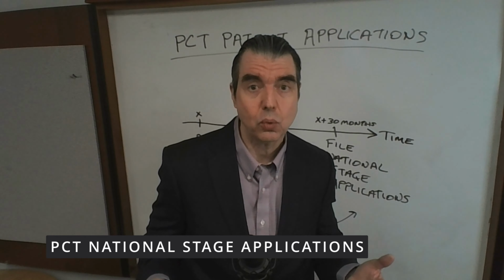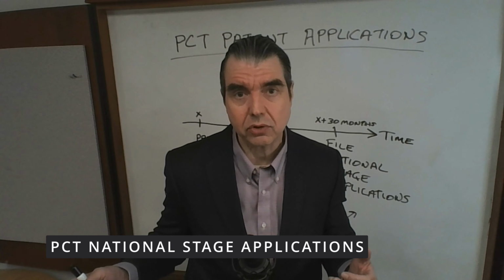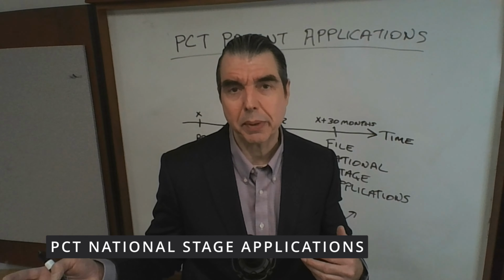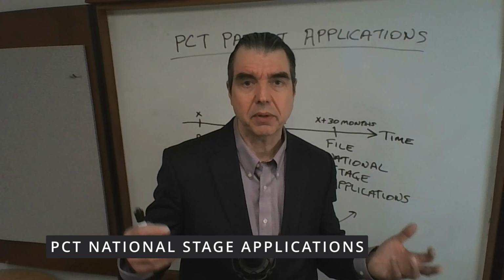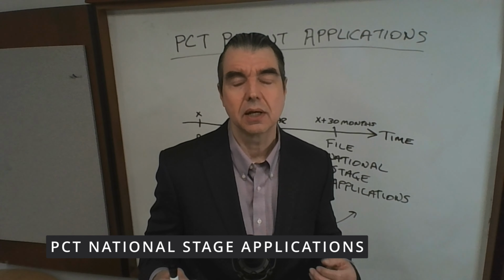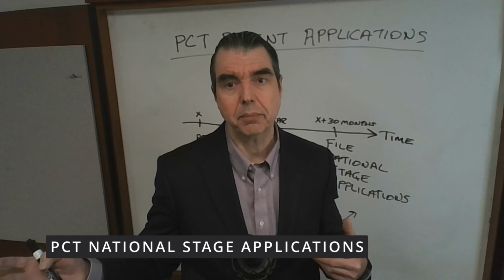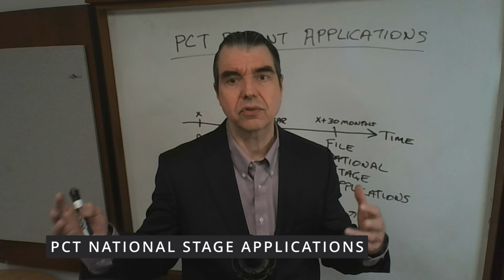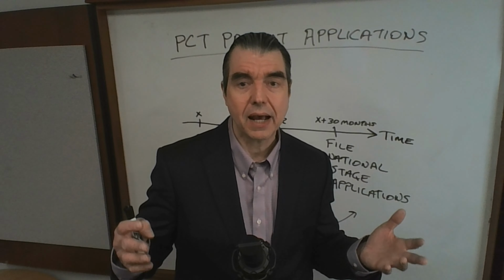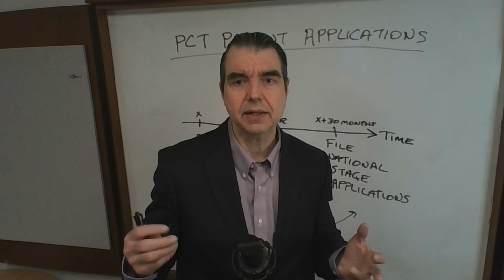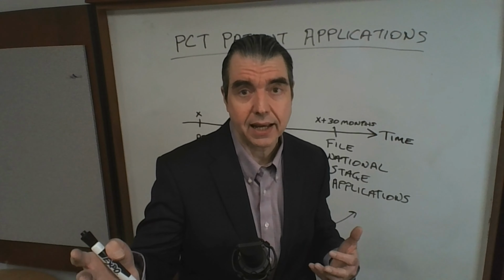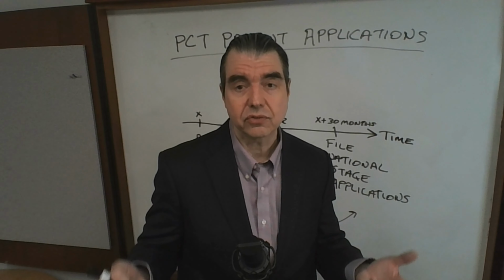So if you decide you want to have patent protection in Mexico, you then file a national stage patent application in Mexico from the PCT International Application. If you want patent protection in China, you file a national stage patent application in the China Patent Office. If you want patent protection in Canada, you file a national stage patent application in the Canada Patent Office, and so on.